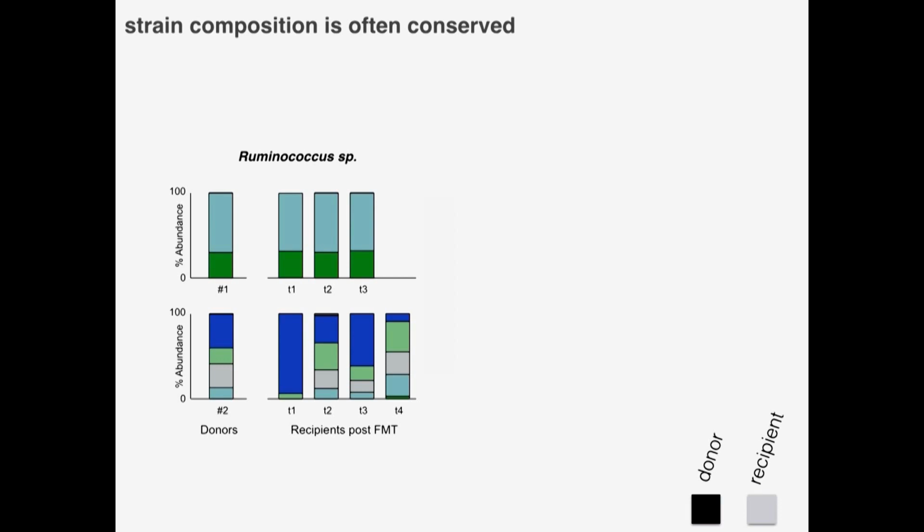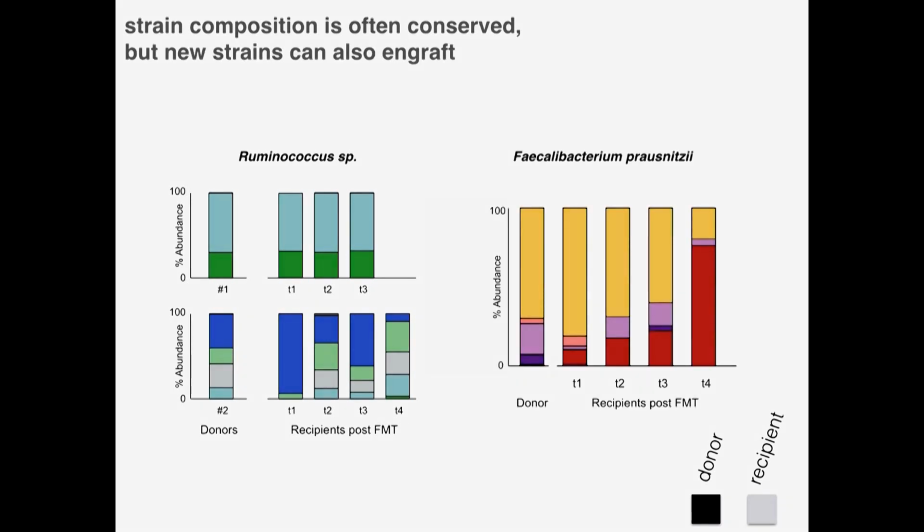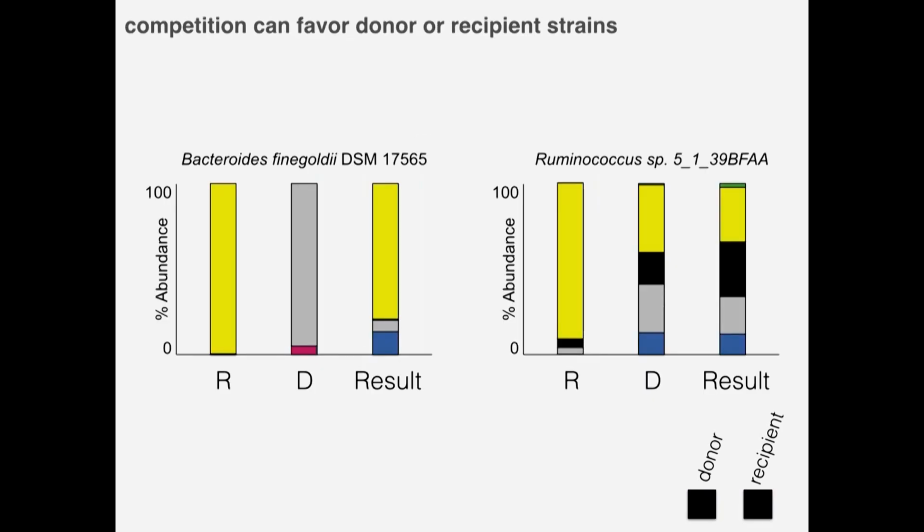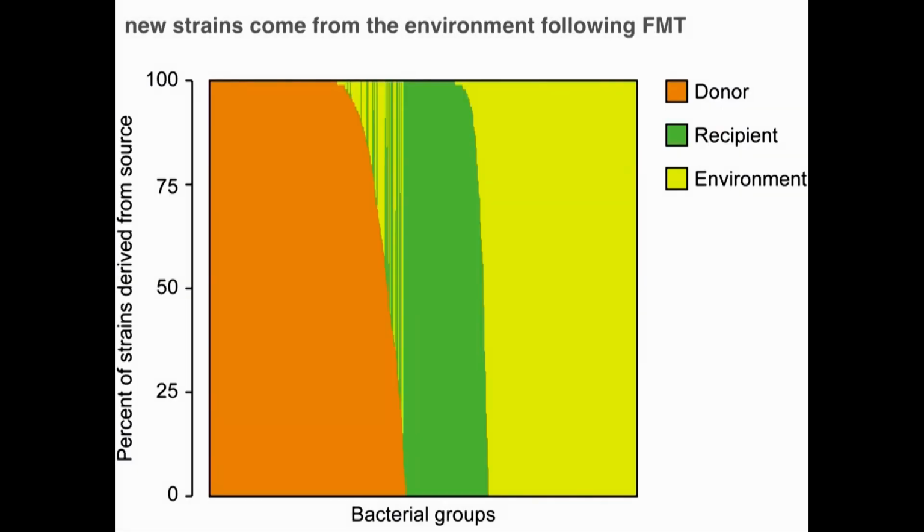So in general, the strain composition is often conserved between donors and their recipients. And we also find examples of new strains coming in. And in cases where you have competition between the recipient and the donor bacteria, we have a mix of outcomes. So sometimes the recipient ends up looking like itself before the transplant, and sometimes it looks like the donor. So this is a work in progress, I would say.